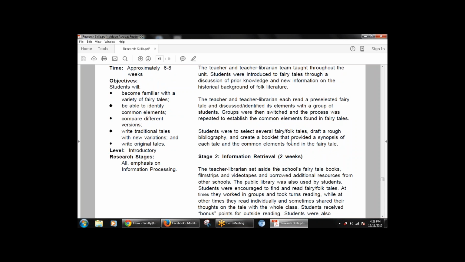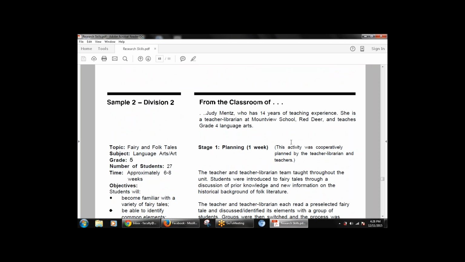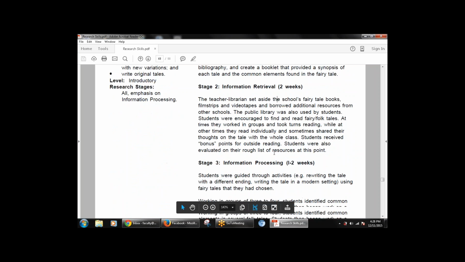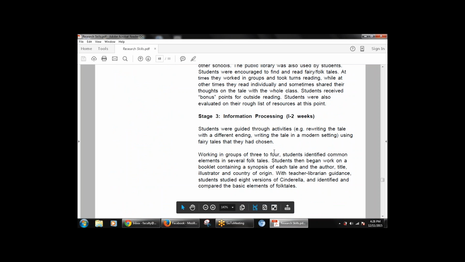That is the information retrieval. So there are various stages that a classroom activity is divided into, and the teacher must be prepared with these stages. The first is planning, then information retrieval, then information processing. In information processing, students were guided through various activities on how to process the information. For example, rewriting the tale with a different ending, or writing the tale in a modern setting, using the fairy tale that they have chosen.